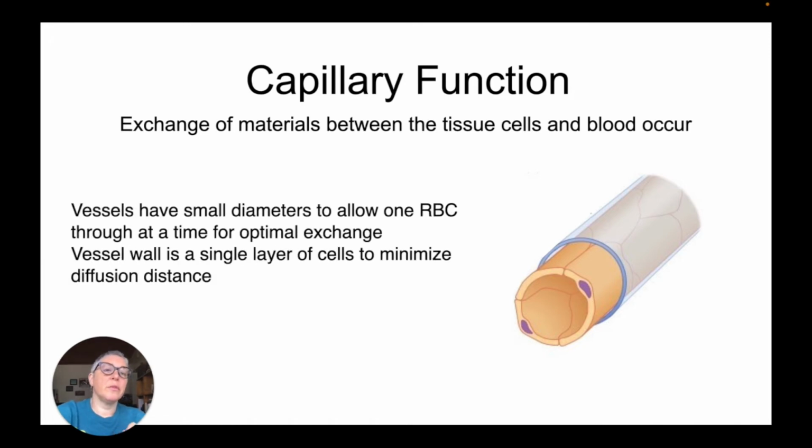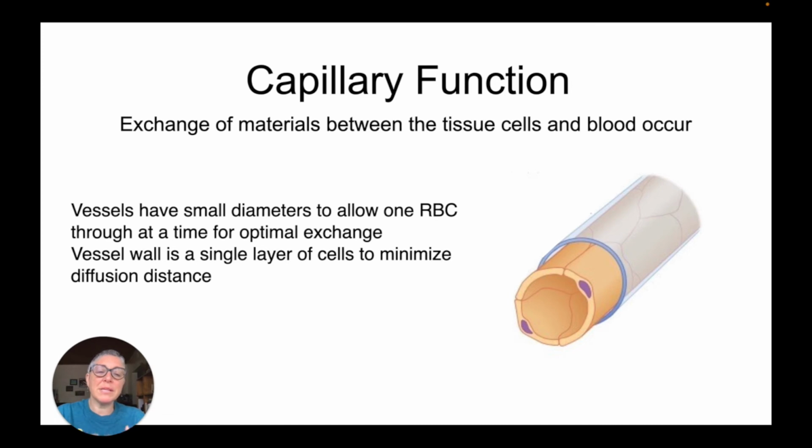So the vessels have very small diameters that's going to allow one red blood cell through at a time. That is going to allow for optimal exchange. Every red blood cell is going to either gain or release oxygen. So therefore, maximum red blood cells are releasing or receiving oxygen gas.